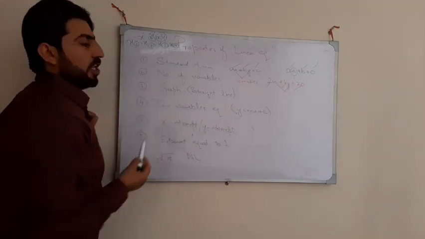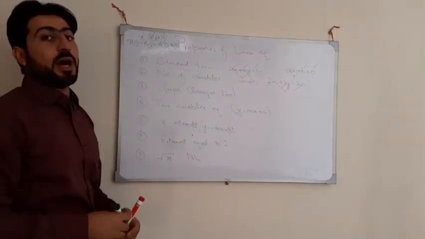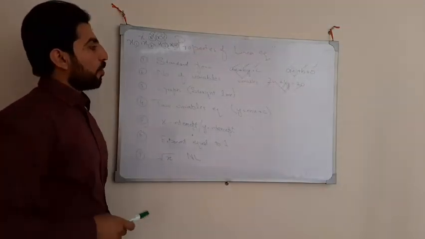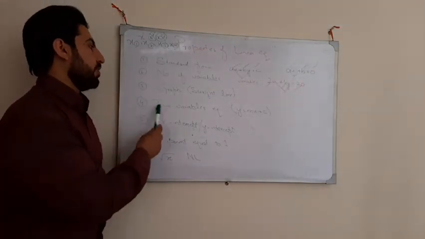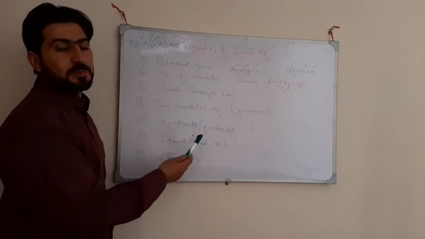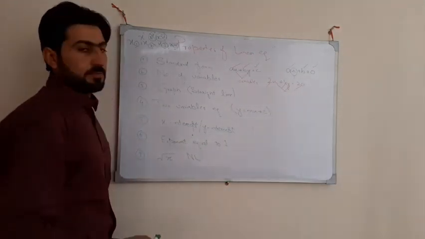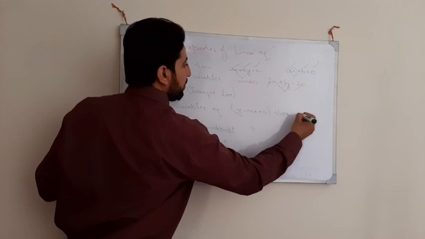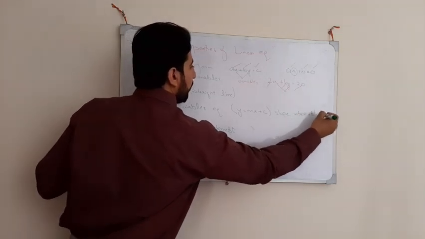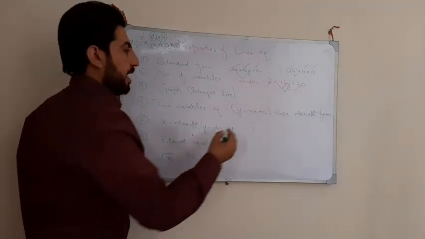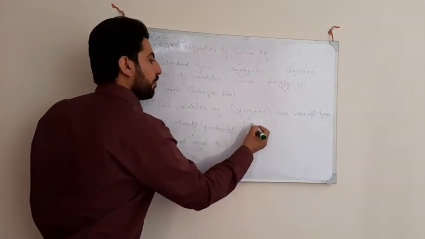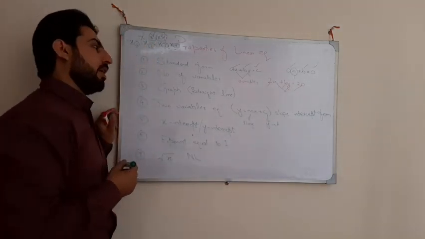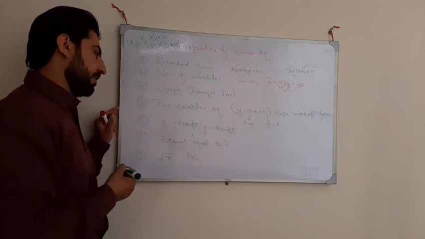The third property of a linear equation is that the graph of a linear equation will always be a straight line, but a non-vertical line. The fourth property is that a linear equation with two variables will always be expressed in this form. It is also called the slope-intercept form. Here m is the slope, c is the y-intercept, which we will be learning in the upcoming lectures.